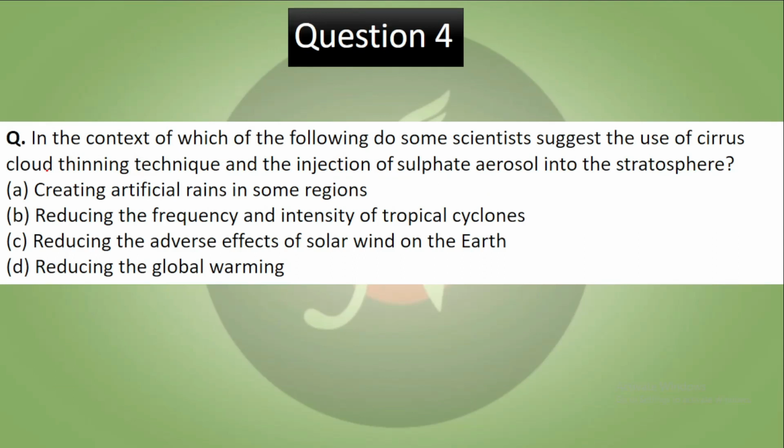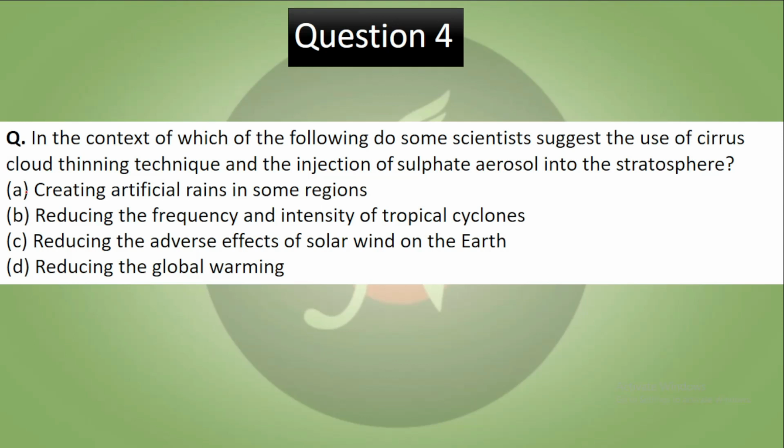Question 4. In the context of which of the following do some scientists suggest the use of cirrus cloud thinning technique and the injection of sulfate aerosol into the atmosphere, creating artificial rains in some regions, reducing the frequency and intensity of tropical cyclones, reducing the adverse effect of solar winds on earth, reducing the global warming? Pause the video, try to answer. Now let's see the answer.